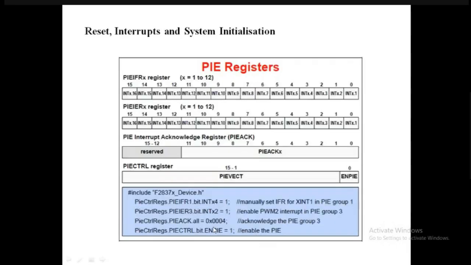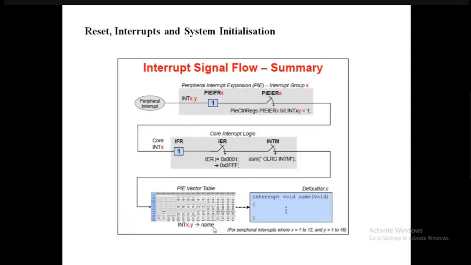This was about yesterday, and this is the overall flow of the interrupt signal. We can see from here that if you trigger any interrupt through the flag and enable register, then you have a core interrupt logic. After that, any interrupt from the x.y group, that is group and subgroup, is selected from this PIE vector table. And after that, you can see that default ISR.c is kind of an API, application programming interface. We'll see in the code what it exactly means and why it is required.